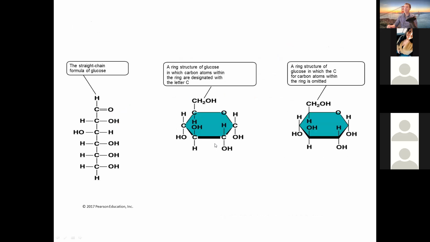Okay, so there are different ways to represent these molecules. Here's a straight chain form of glucose. We can also show these as ring structures with the carbons shown here, or we can draw it as a ring structure with the carbons implied. So just different ways that you can draw out these molecules.